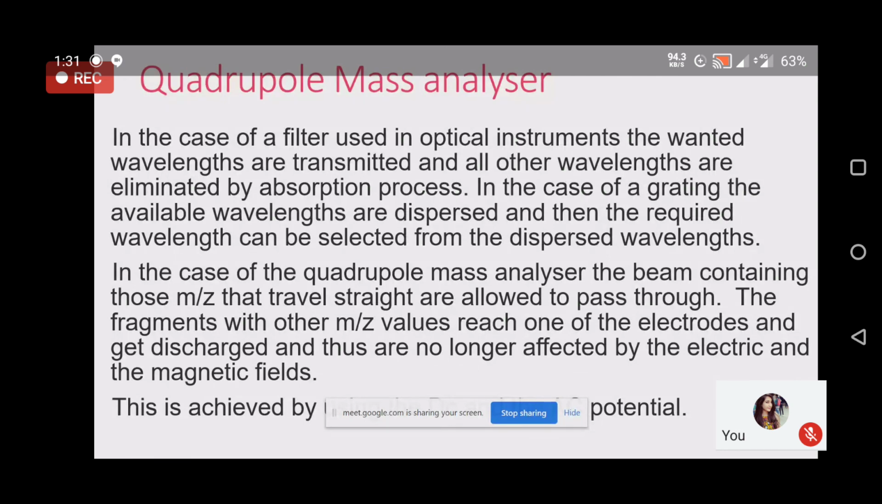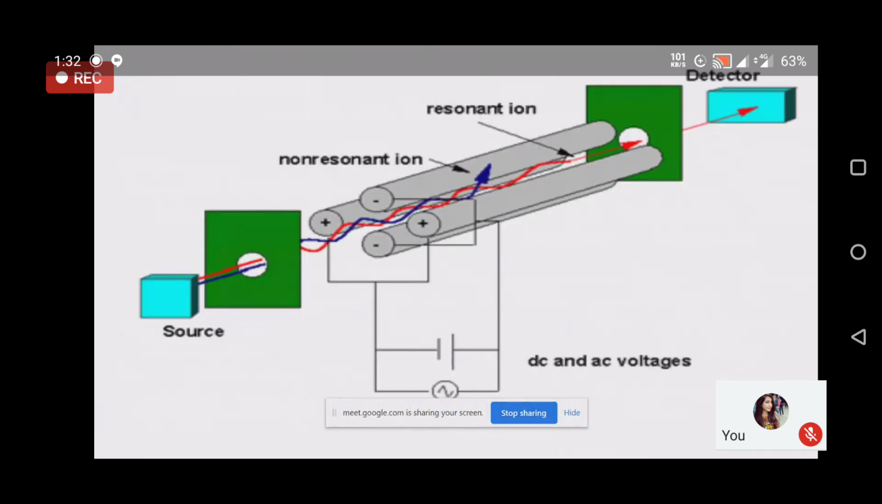In the case of a filter used in an optical instrument, I will just go through fast because I already explained this. The wanted wavelengths are transmitted and all other wavelengths are eliminated by the absorption process. In the case of a grating, the available wavelengths are dispersed and then the required wavelength can be selected from the dispersed wavelengths. In the case of the quadrupole mass analyzer, the beam containing those M by Z that travel straight are allowed to pass through. The fragments with other M by Z values reach one of the electrodes and get discharged and thus are no longer affected by the electric or magnetic field. So this acts as a filter.